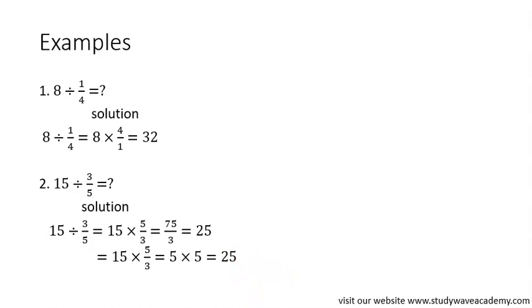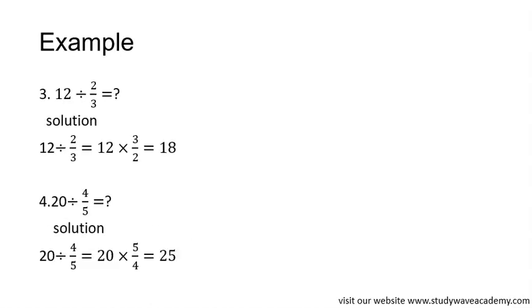Good. So we're going to be looking at other examples to help us understand better. So here we have 12 divided by 2 over 3. What do we do? We exchange our divisor, right? So we have 12 times 3 over 2. Do we understand?